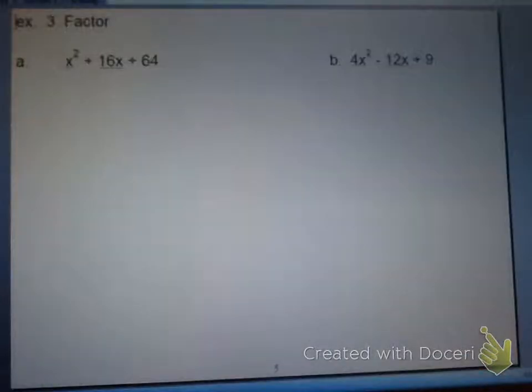Example 3, this is a trinomial that you will factor into two binomials. So I'm going to make my two binomials. Look at the trinomial, the last sign. If the last sign is positive, then the signs in the binomial are both going to be the same thing. They are either both going to be positive or they're both going to be negative. And you look at the first sign to tell you what they're both going to be. So they're both going to be positive.